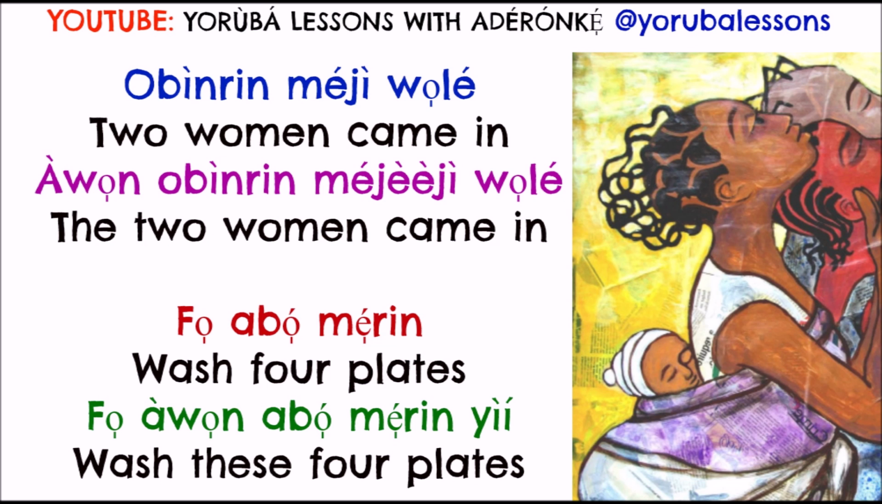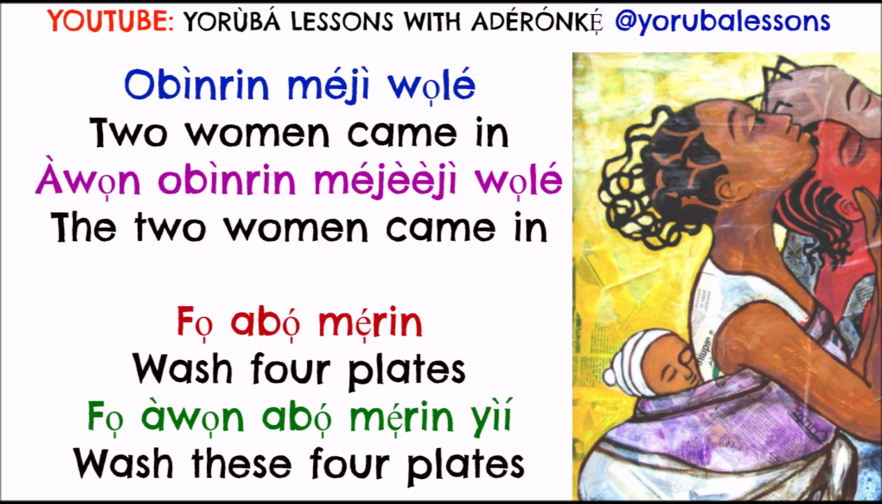So there's a way that you would use àwọn in a sentence that somehow helps you make whatever you're describing more specific. Àwọn obìnrin méjì tó kúrú, the 2 short women, as opposed to just obìnrin tó kúrú, like.